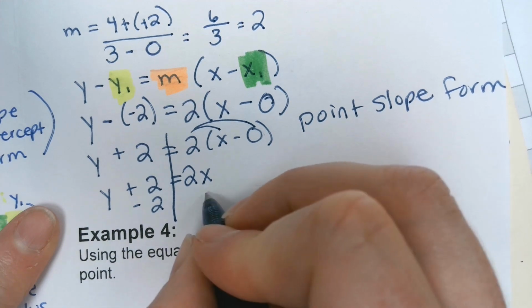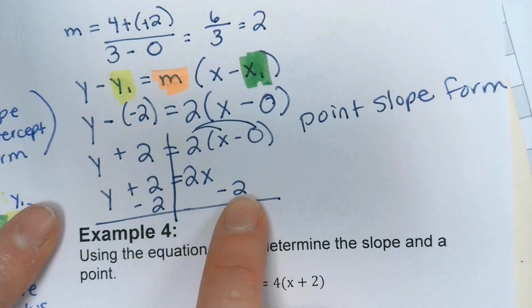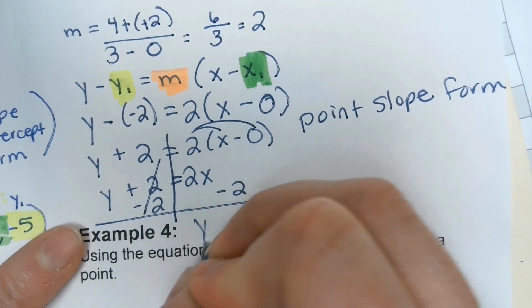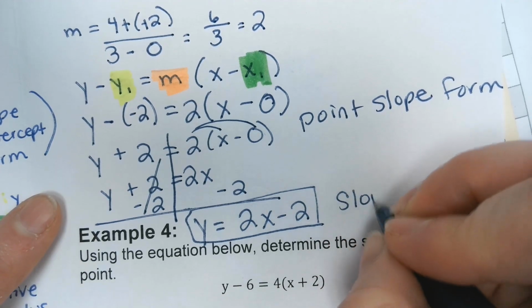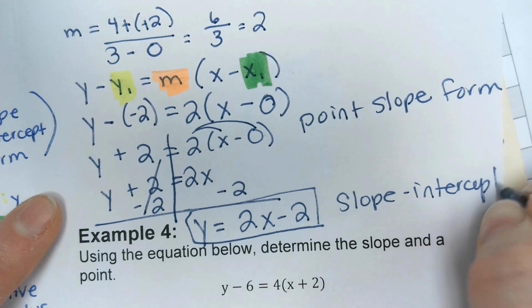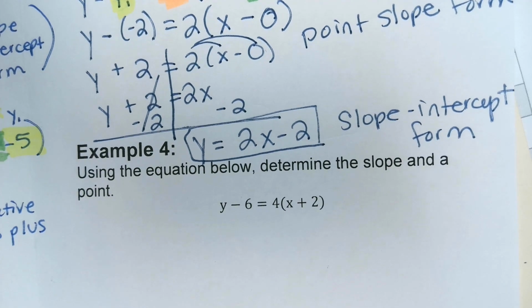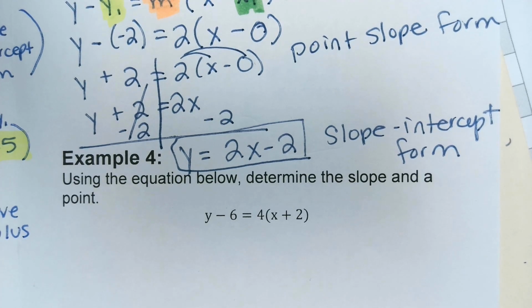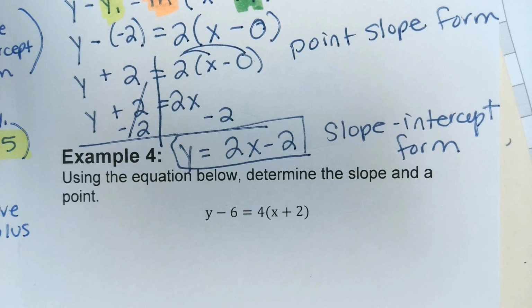So now we're going to subtract 2 on both sides. I wouldn't put it under the 2x. I would put it out here just so that I don't accidentally subtract those because they're not like terms. So then this is y equals 2x minus 2. This is the slope-intercept form. So it's just like the last time, but there's just that added step of finding slope from the 2 points using that formula.